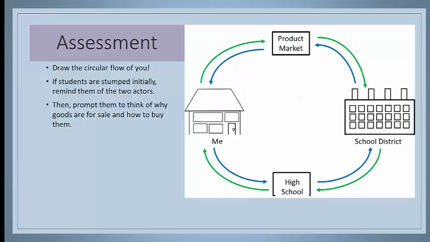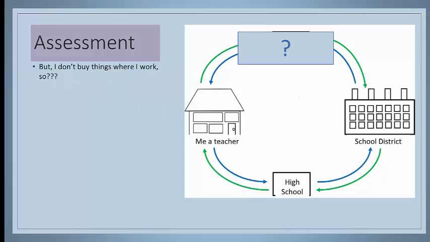Assessment time. Have students draw their circular flow. If they are stumped, remind them to start with the two economic actors. Then prompt them with the questions of why goods are for sale in the store and how we buy them. They will notice something. The circular flow is not one-dimensional. We don't buy everything where we work.